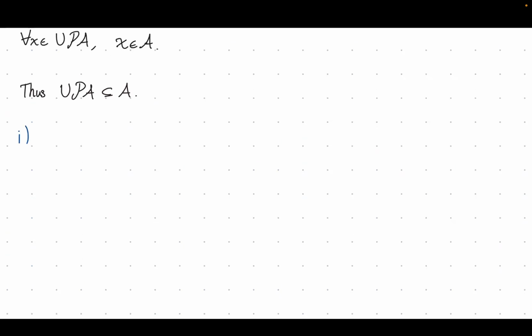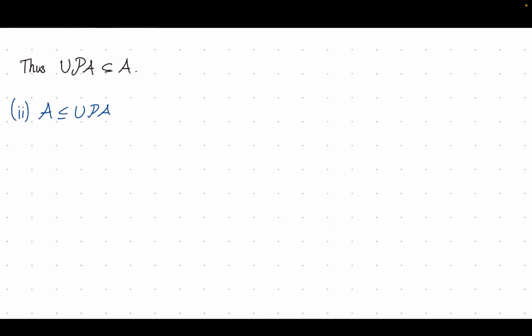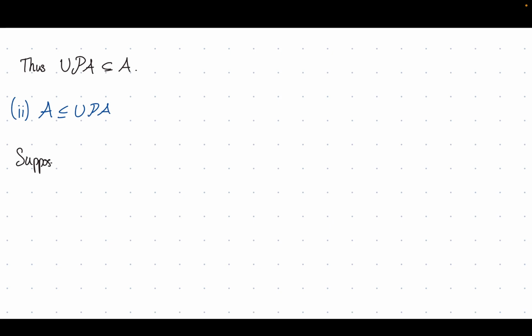And now we are faced with the converse, which is sub-goal number 2: show that A is a subset of the union of the power set of itself. Okay, now let's suppose that some X is in A. Now recall that the union of the power set of A, I'm going to write it in purple, is the set defined to be X such that there exists some little a in the power set of A such that X is in little a.